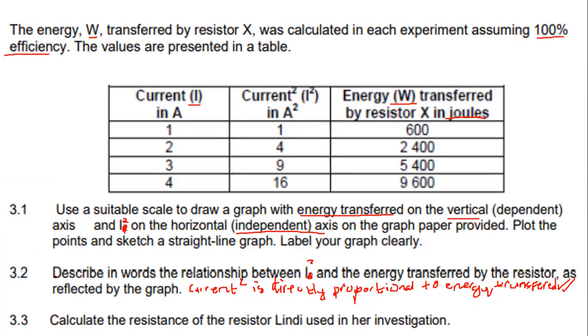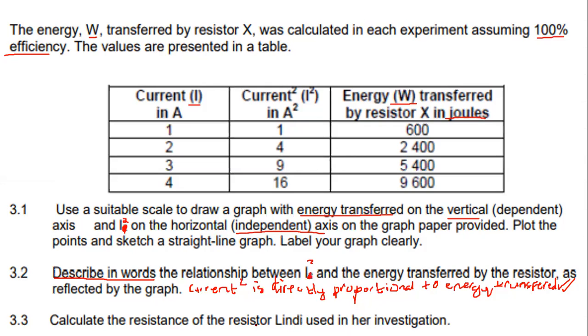Remember, they said we must describe in words. So description means you must explain. So we can't just say directly proportional. We need to state it altogether. We give the variables, which is current squared and energy transferred, and we give the relationship between the two. And to conclude, we are required to calculate the resistance of the resistor Lindy used in her investigation.